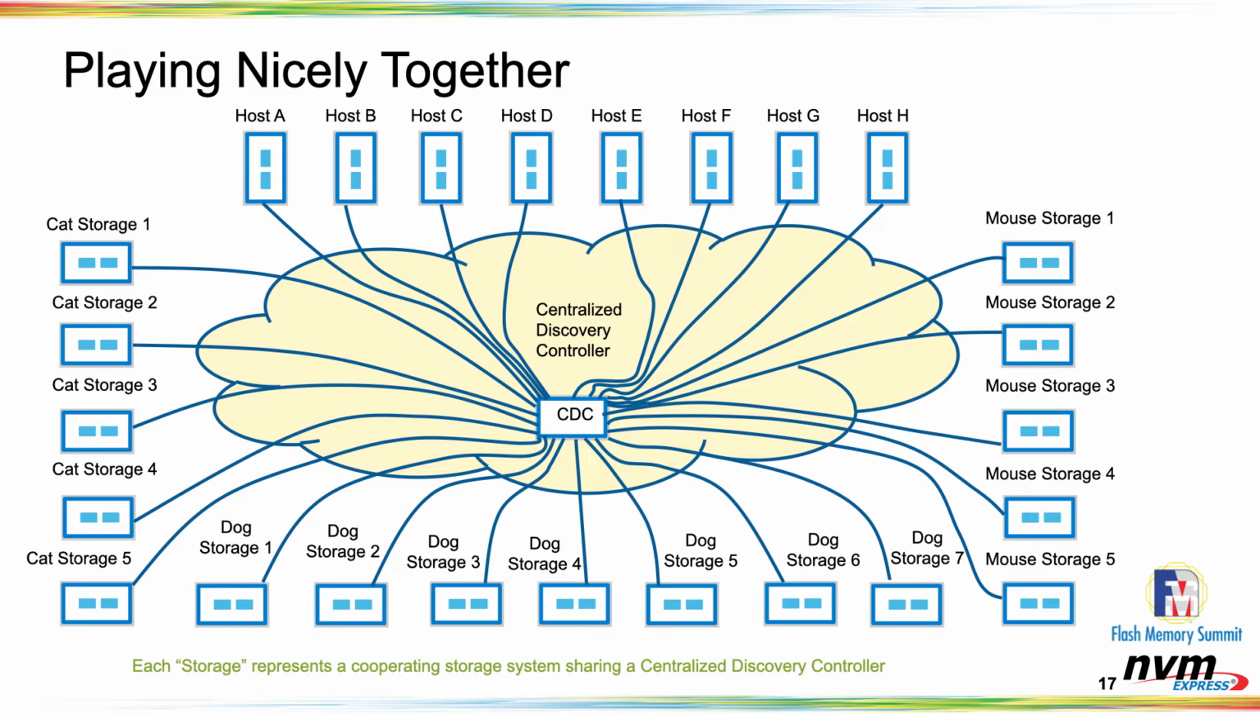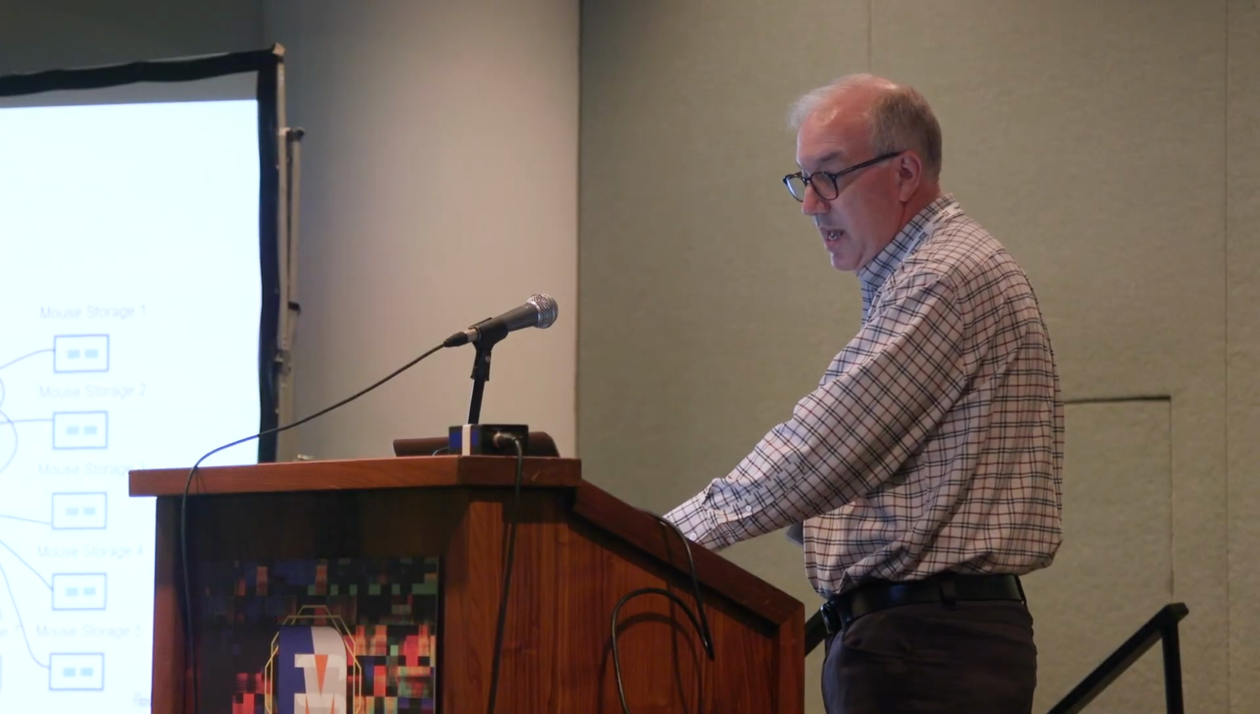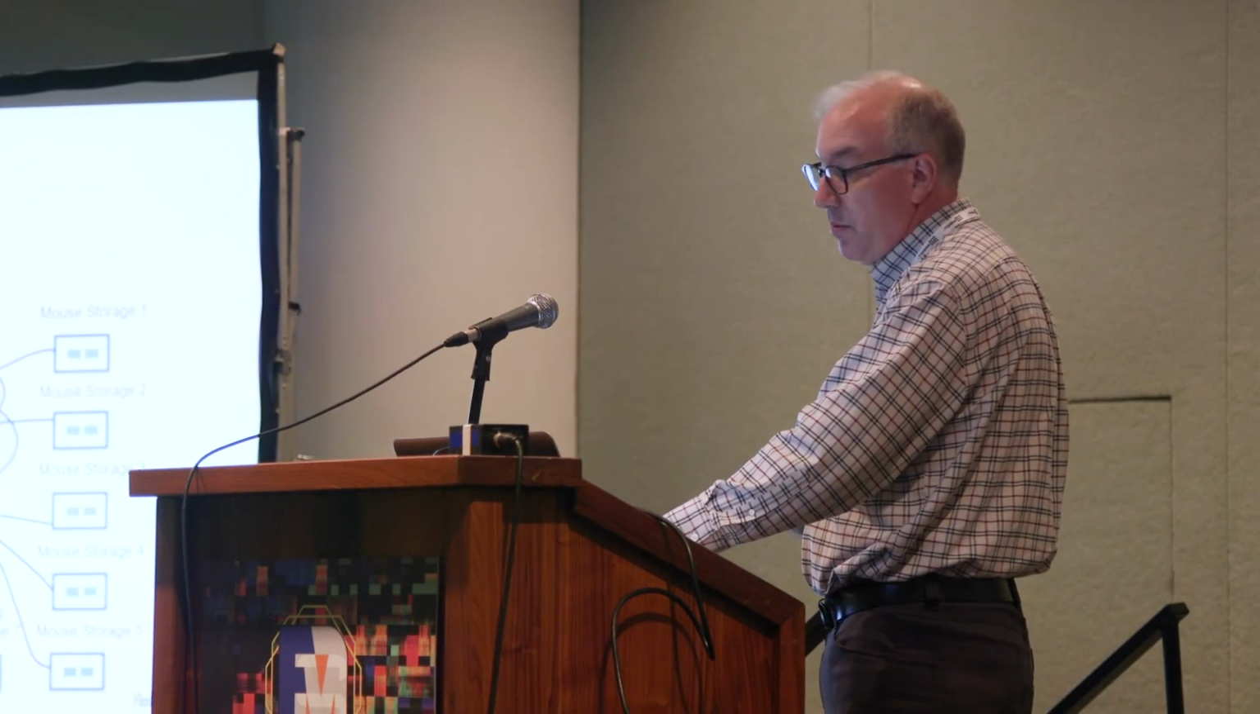I kind of created this example representative of my house. You've got the cats, you've got the dogs, and you've got the mice. And the cats and the mice don't play well together. The dogs and the cats don't play nicely together. But by following the standard protocol, everybody's able to register with the centralized discovery controller. And each host only has one connection now to the centralized discovery controller instead of every host connecting to every storage system. I actually drew a diagram that did that, and you couldn't see anything in the middle because of all the lines.